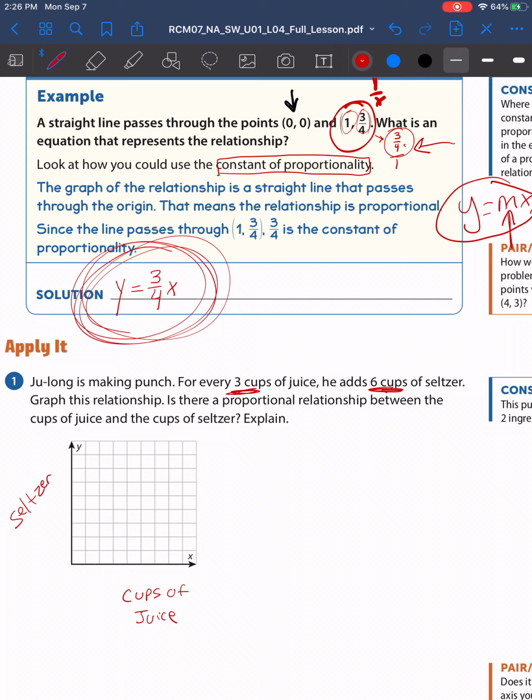Is there anybody who even likes seltzer by itself? Because I sure don't. That's disgusting. I really don't like carbonation.